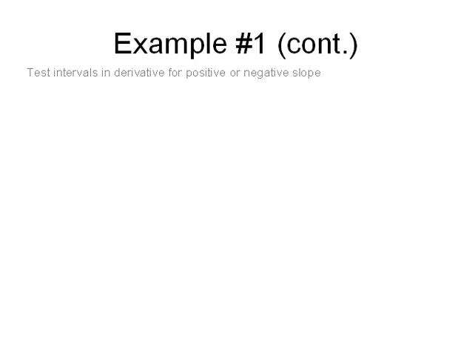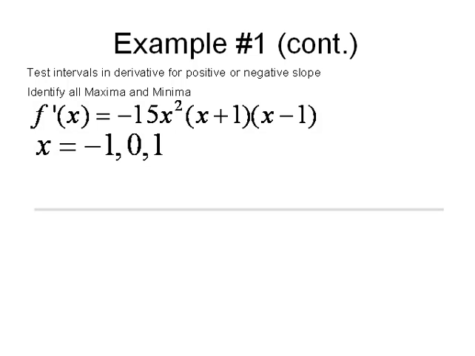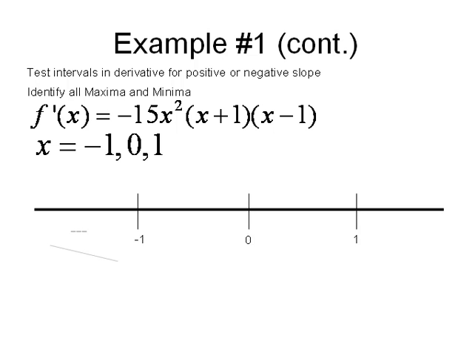Test intervals in the derivative for positive or negative slope. Identify all maxima and minima. Remembering the derivative and critical values, we construct a number line with the intervals separated by the critical values. Because the original function has an unrestricted domain, we test all intervals. Test values from these intervals in the first derivative to determine whether the interval is increasing or decreasing, and mark it as such. The first is decreasing, the second is increasing, the third is increasing, and the fourth is decreasing.